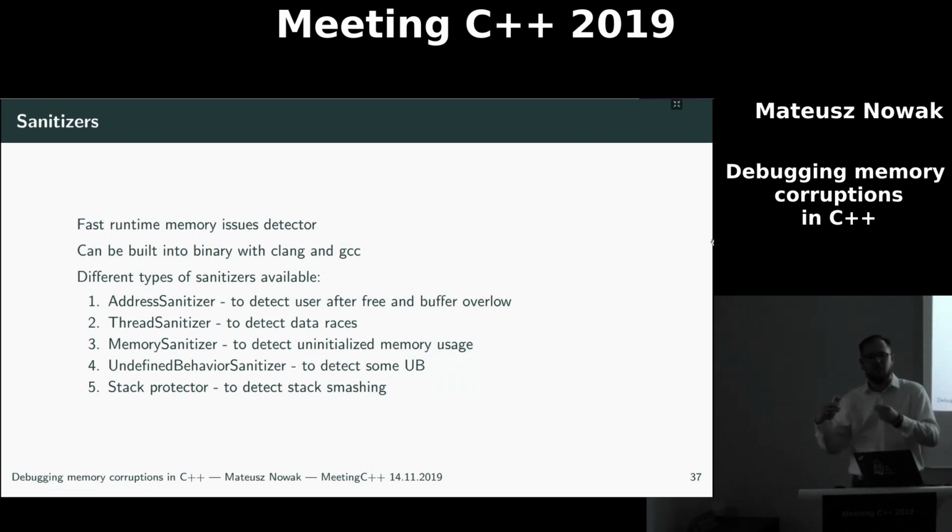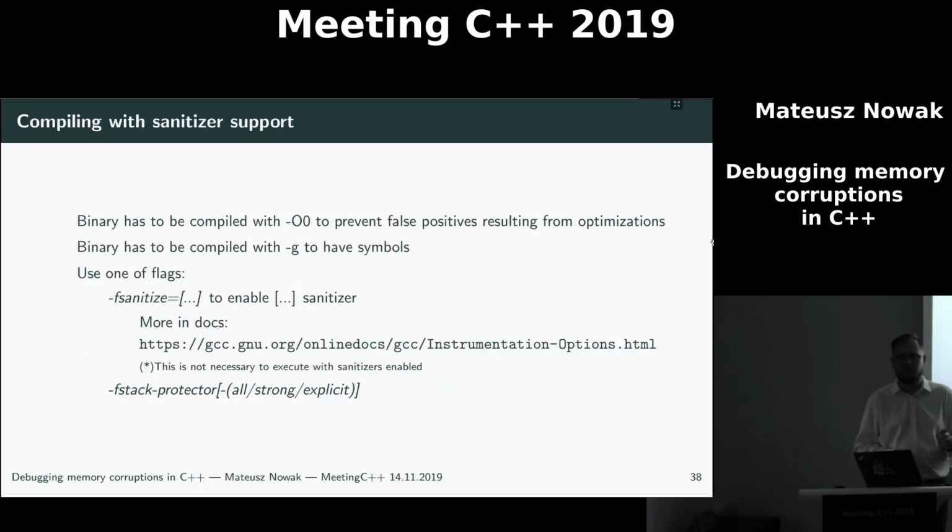We have different groups of them. They are available both in Clang and GCC. Ones for buffer overflows, data races, some undefined behavior, and stack protector, which was there previously. Very useful tools, can work quite fast. Can be enabled with a compilation flag, so we have to recompile to use them.